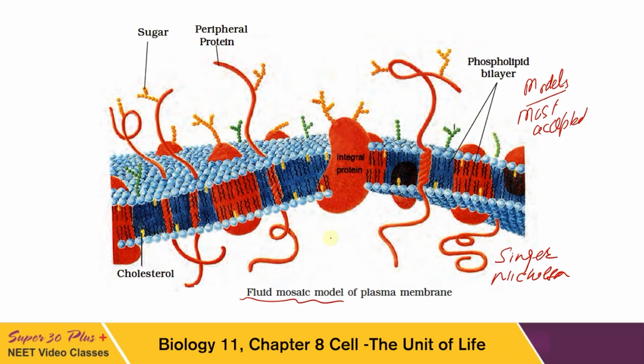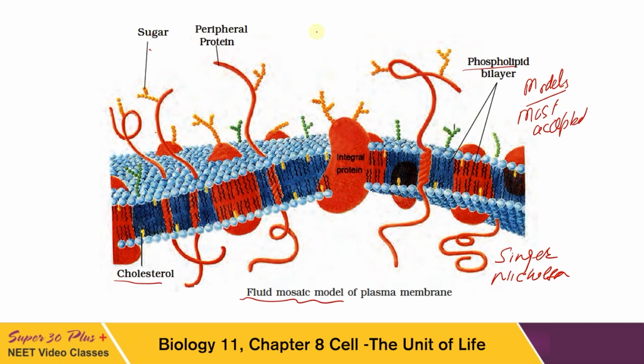As I told you earlier also, these are the lipid molecules. This is the surface. On the surface we have carbohydrate in the form of sugar. This is the peripheral protein we have here. This is the cholesterol we have here. This is the protein which remains embedded inside the lipid layer, the integral protein, and these are the phospholipid bimolecular layer. Is it right?